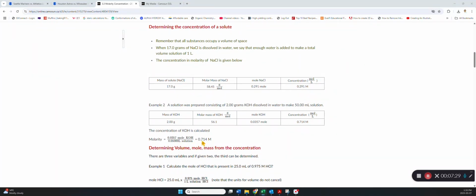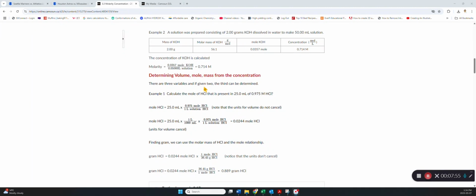Now notice that there are only 3 sig figs here. That's because of our 3 sig figs in 2.00 grams. So 3 sig figs right here for moles of potassium hydroxide, 4 sig figs in liters of solution, but at the end, we go with the lowest number of sig figs, which is 3, and that's 3 for our final answer.